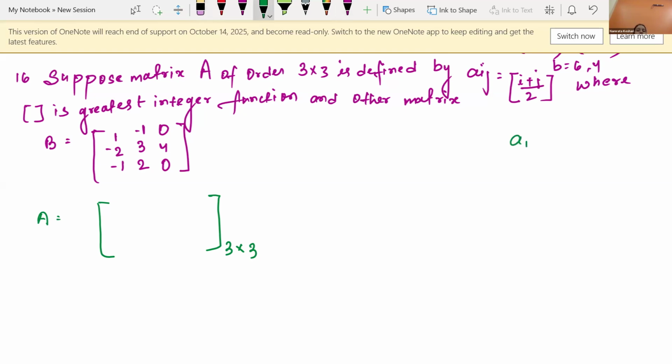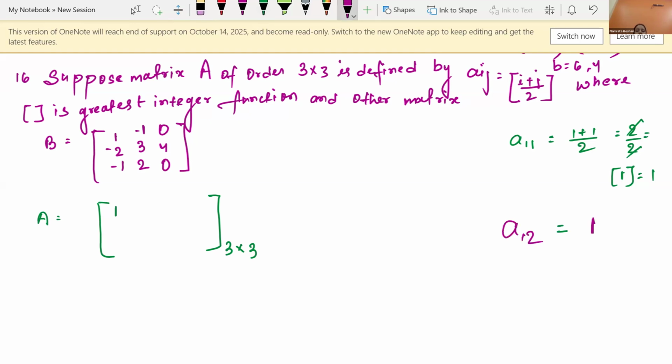First of all, we are trying to find A11. So what we'll do? 1 plus 1 by 2, that means 2 by 2, that means the greatest integer function of 2 by 2, that is 1, will be 1 only, because the task of this box is to give you back the integer as an answer. So if it is already an integer, it will not change anything and will give you back the same number. Making sense? Yes. Now the next one in the first row itself, A12.